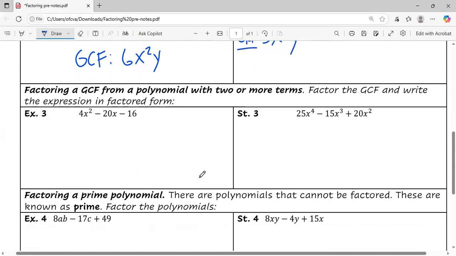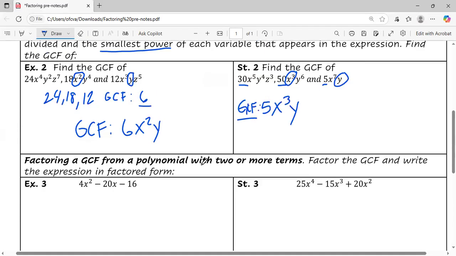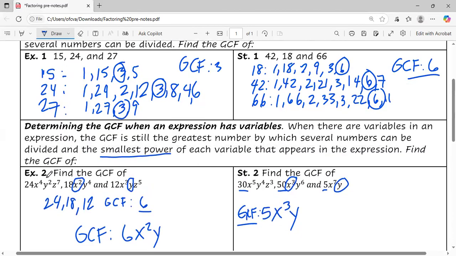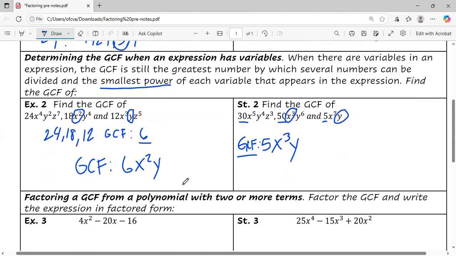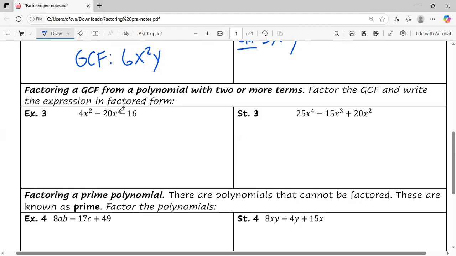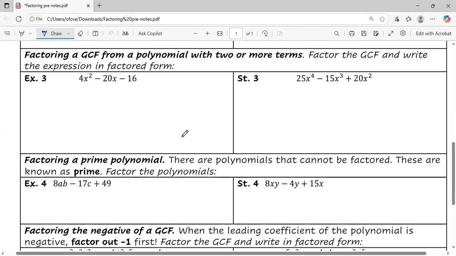All right, so for the next example, we have factoring a GCF from a polynomial that has 2 or more terms. So far, all we were doing was factoring monomials. So each one of these was a monomial, or factoring GCF out of regular numbers. So we're going to throw in adding and subtracting. So now these are polynomials. These could be anything bigger than 2 terms, so 2 or more terms.